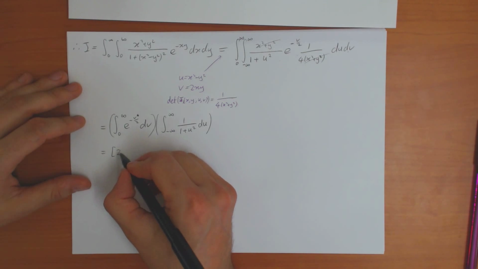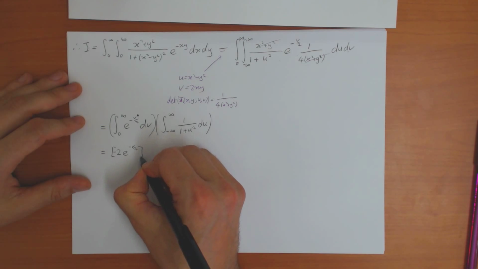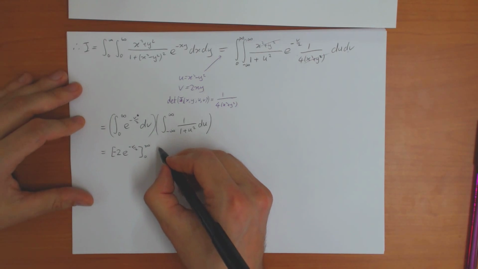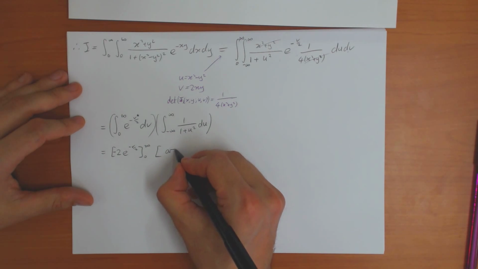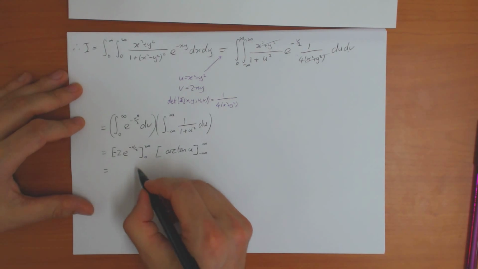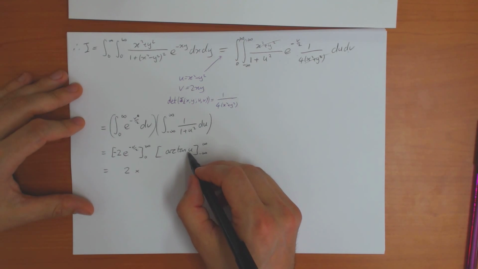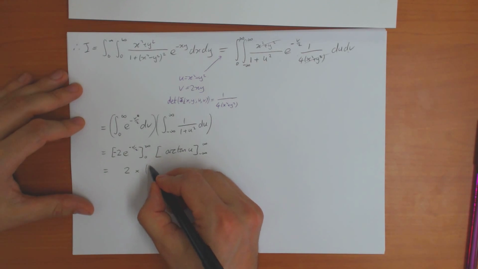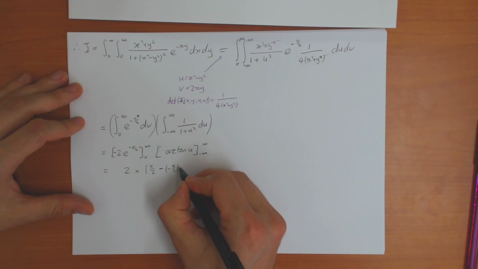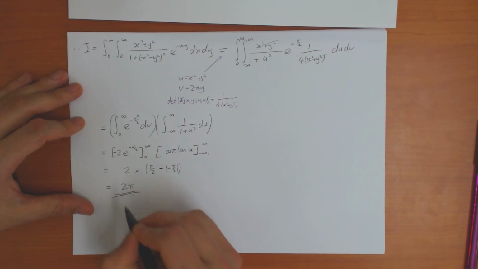Okay, so this is minus 2e to the minus v over 2 between 0 and infinity, which is just 2. And this, you know, is arctan, right? Between minus infinity and infinity. As u goes to infinity, arctan goes to pi by 2. As u goes to minus infinity, it goes to minus pi by 2. So that gives you pi. So the answer is 2 pi.